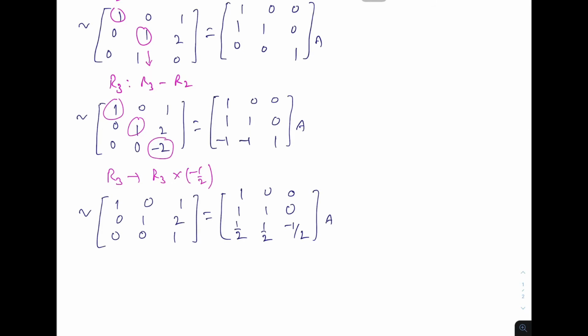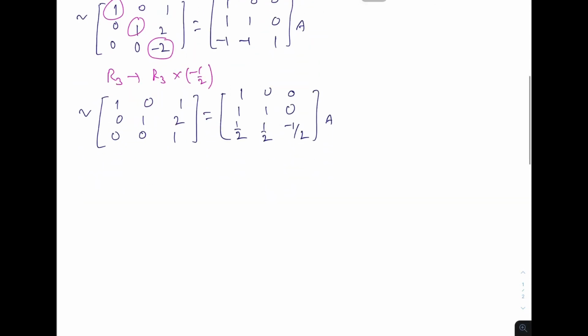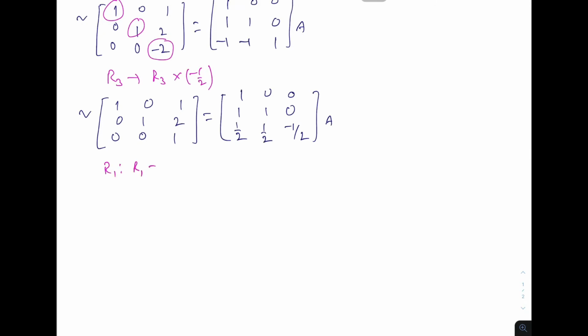Okay, and now by using this one, we have to make these two entries to be equal to 0. So let us take R1 minus R3 and R2 minus 2R3, so that these entries will be 0. So that will be equal to R1 minus R3. So these are the two 0 0, so this doesn't change, only this will be changed.